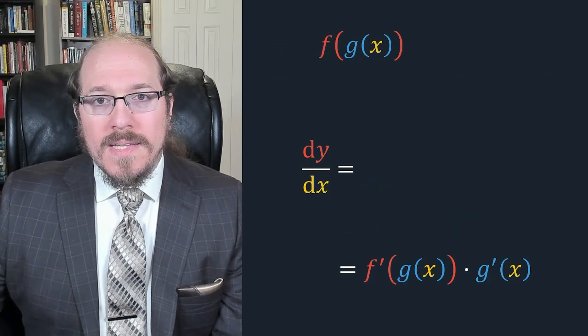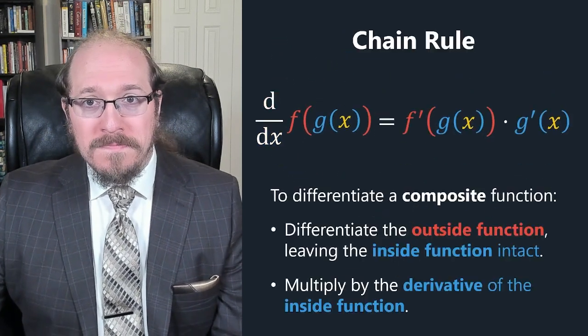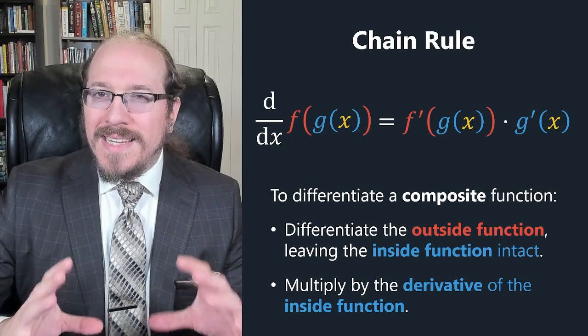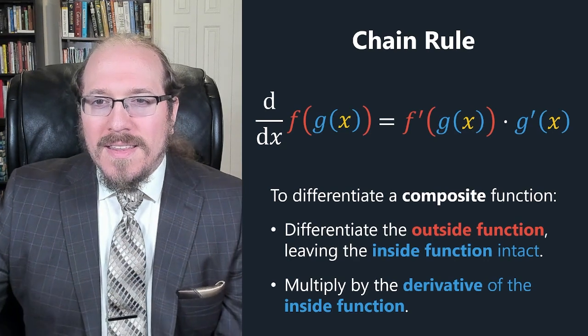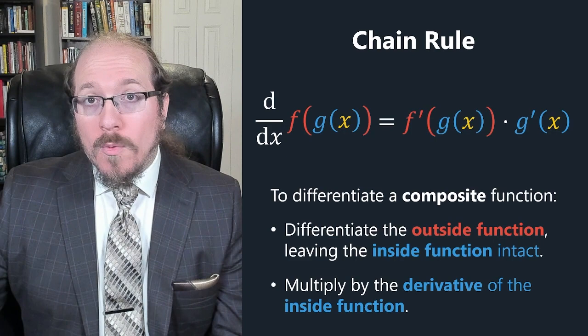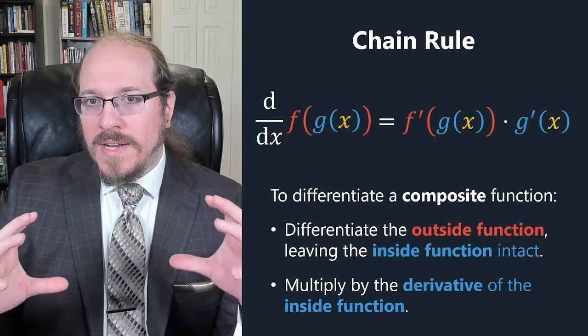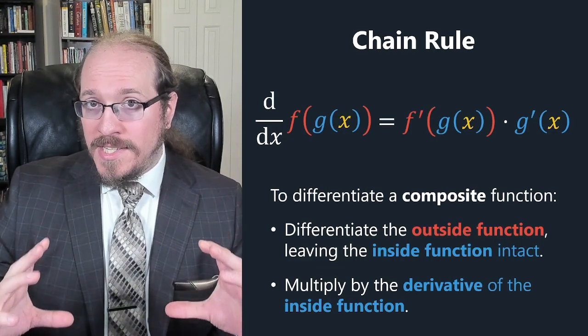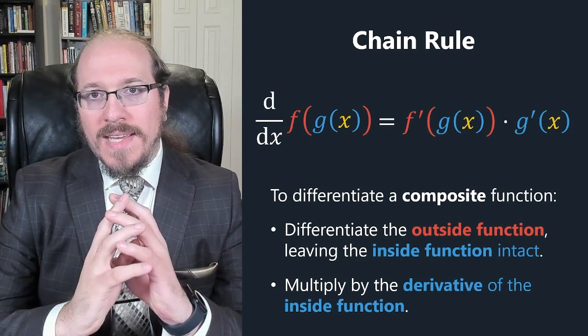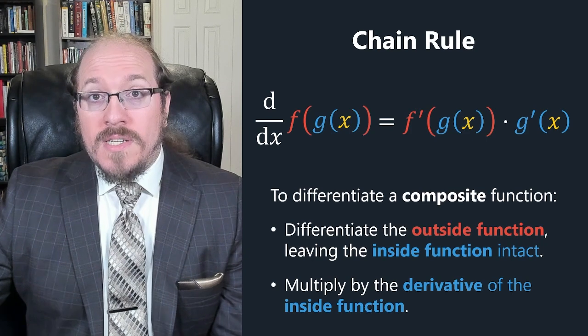What we end up with is a result called the chain rule, which lets us differentiate composite functions, basically functions inside functions. The idea is we only take one derivative at a time. First, we differentiate the outside function f while leaving the inside g alone. Then, we multiply by the derivative of the inside function, which is g prime of x.